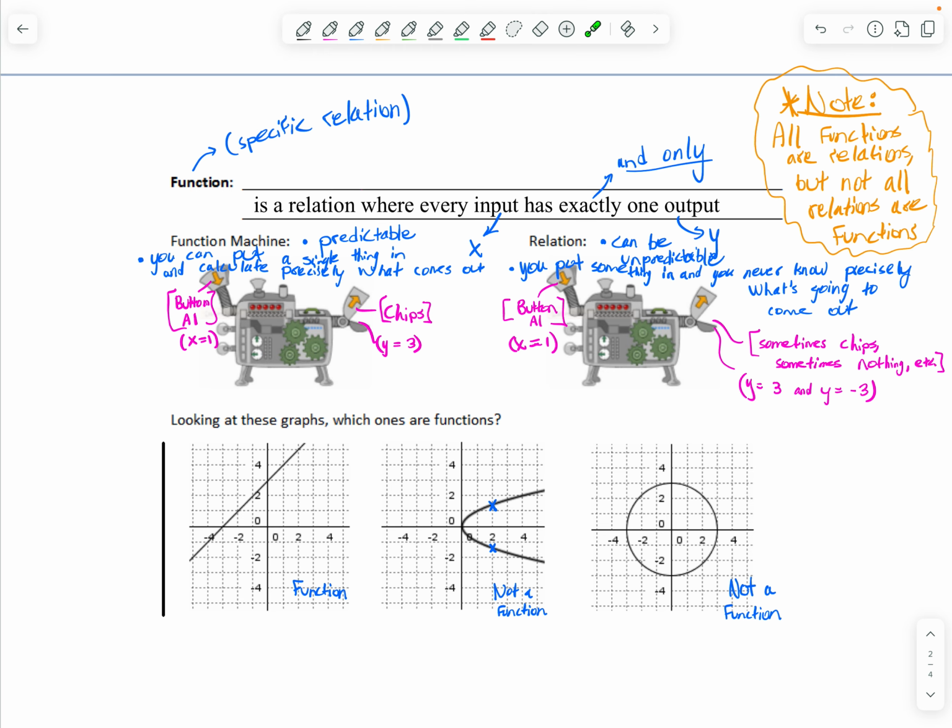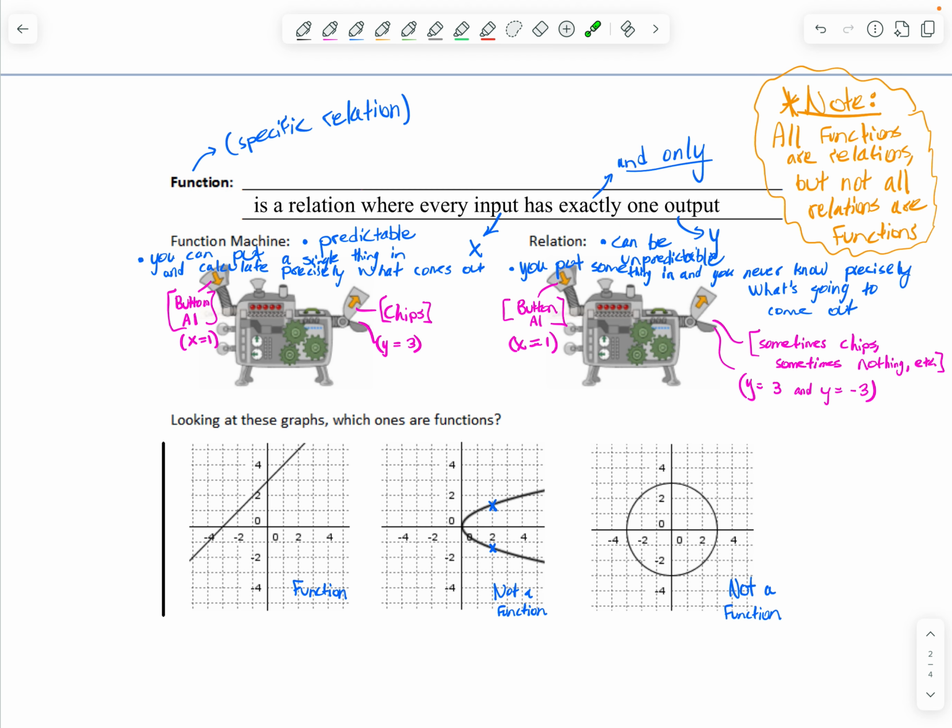So a function, what you need to know is it's a very specific type of relation. If we take a look at a relation as a big picture, a function is a specific class or a subset of that larger set, right? A function is a relation where every input x has exactly one and only one output.